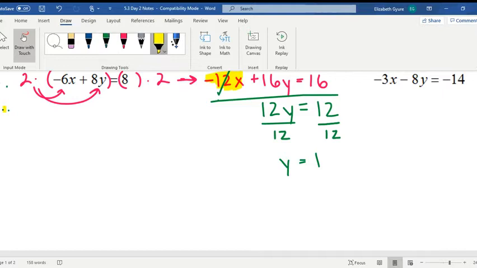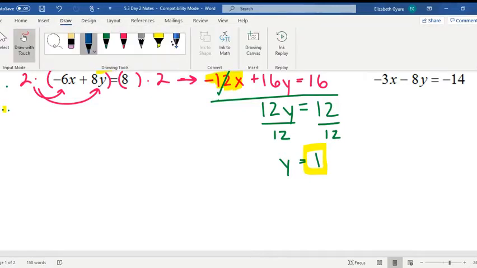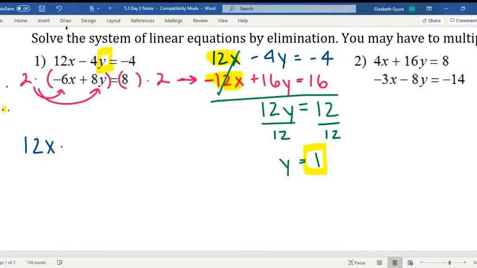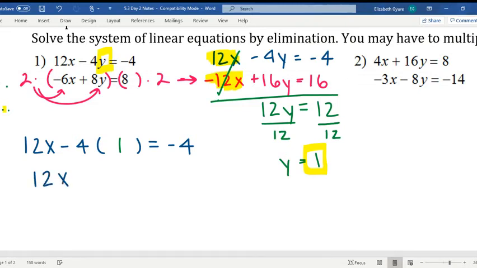So I know that y is 1, so I'm going to take that and plug it in to y in my top equation here. So that's going to be 12x minus 4 times my open parentheses equals negative 4. And I'm going to plug my 1 in there because that's what y was. And now I'm going to simplify. So remember, we're going to multiply first. We have those parentheses we need to distribute. So I'm going to drop down my 12x. Negative 4 times 1 is negative 4 equals negative 4.